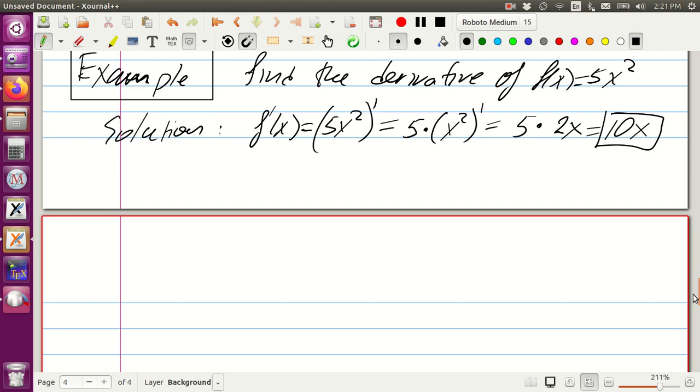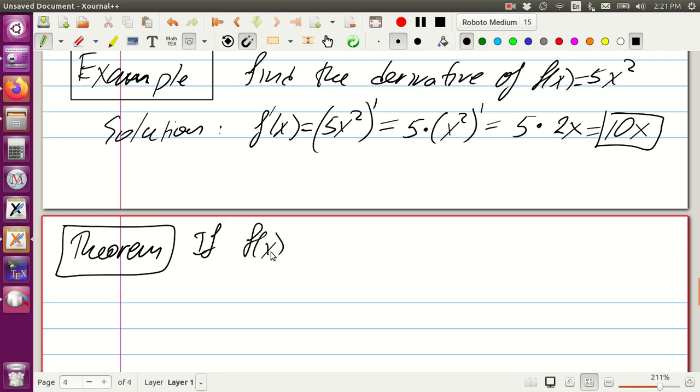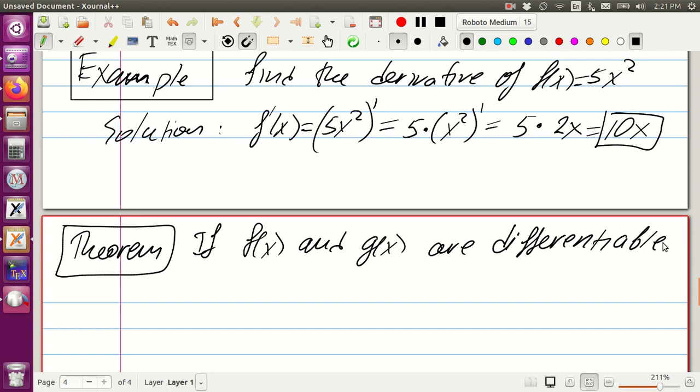So the next rule is the addition rule. So let's do this one out, the addition rule. Our theorem is a little bit longer than before. If f of x and g of x are differentiable, then h of x, which is f of x plus g of x, is differentiable.